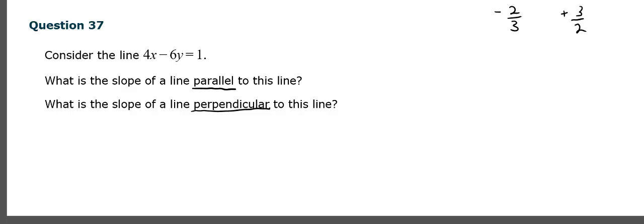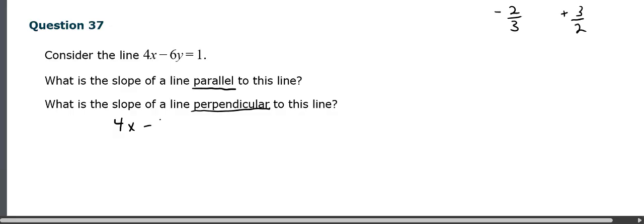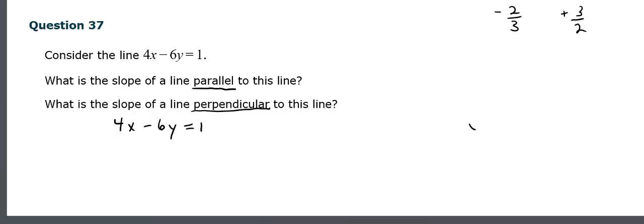So when we look at this equation, 4x minus 6y equals 1, we need to first find the slope. And remember, we're going to put it in slope-intercept form in order to find the slope. So we'll start by isolating the y by moving 4x to the other side by taking its opposite.